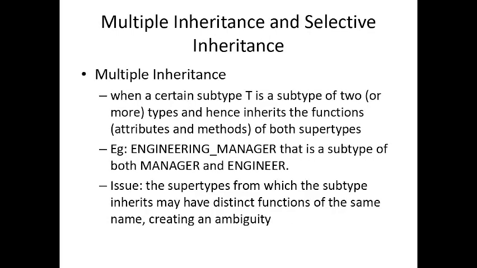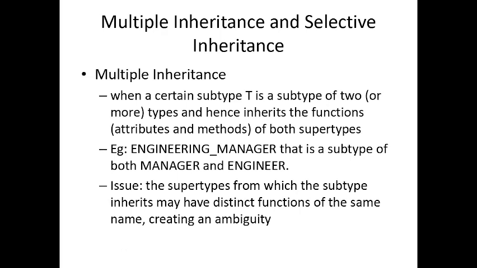Let's see multiple inheritance and selective inheritance. What is meant by multiple inheritance? That occurs when a certain subtype T is a subtype of two types and hence inherits the functions of both supertypes. For example, we may create a subtype engineering manager, which is a subtype of both manager and engineer. This leads to the creation of a type lattice rather than a type hierarchy.